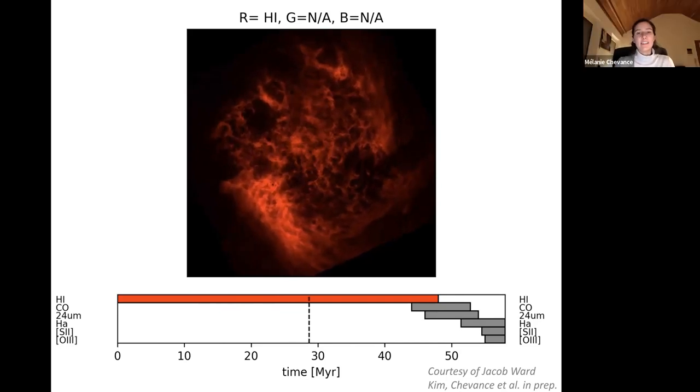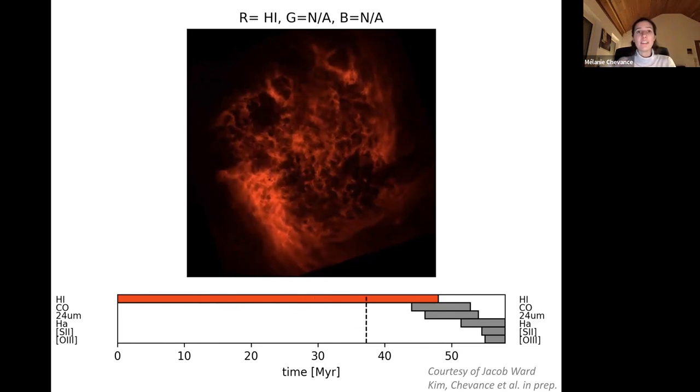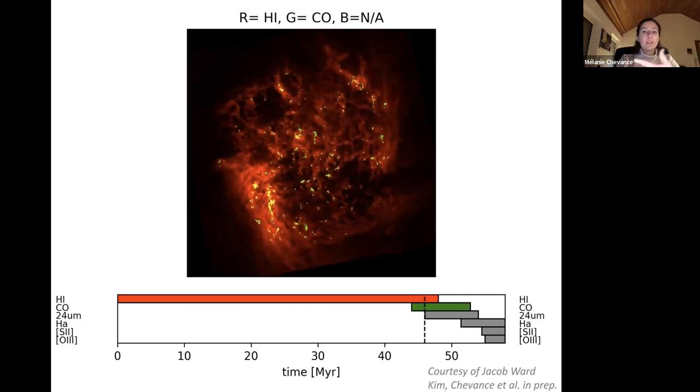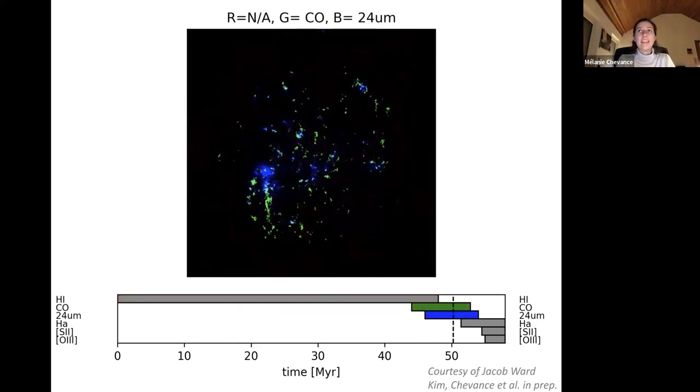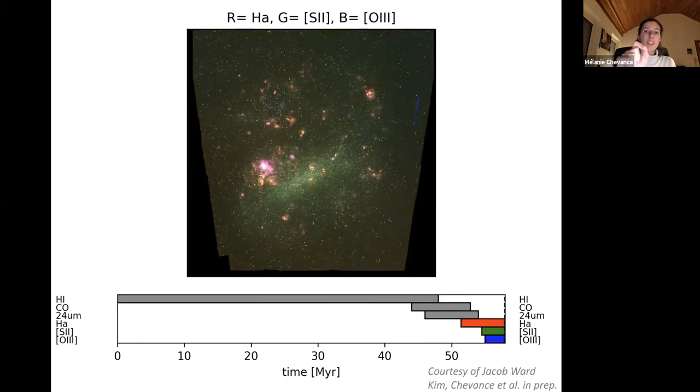So the reason is that this movie is a little bit cheating because, of course, I'm presenting this as a sequence, but actually all these images were taken at the same time, right? What we've done is to shift each wavelength to what its timescale should be. This is the timescale for one region, but each region in the LMC is following this timeline, and they are not all synchronized. Some regions are visible in H1, some regions are visible in CO and 24 micron, some regions are visible in H alpha. And what we're doing here is assuming that all of these are following the same sequence at the same time.